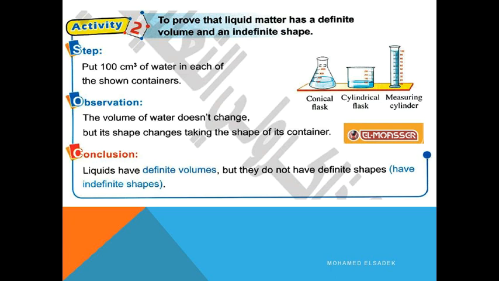But the shape of water changes taking the shape of its container. شكل المية بيتغير لأنه بيأخذ شكل الإناء، شكل الكونتينر. شكل الكونتينر tall يبقى المية طويلة، شكل الكونتينر large المية large، وهكذا. Conclusion: liquids have definite volumes but they don't have definite shape. Don't have definite shape يعني have indefinite shape.